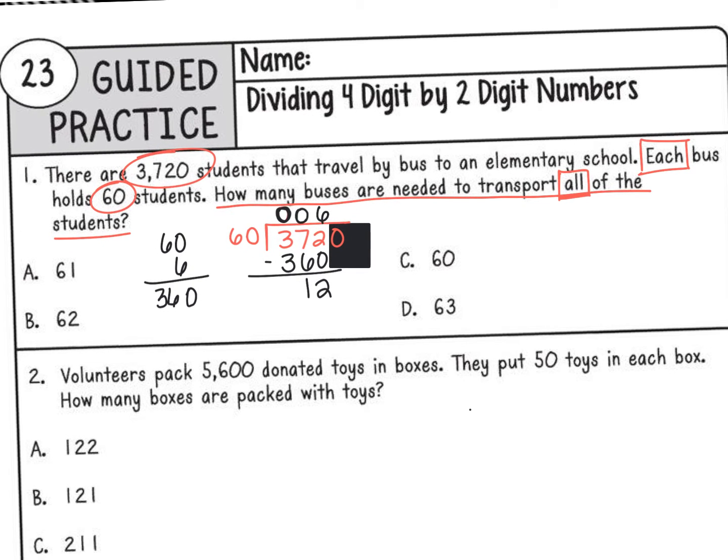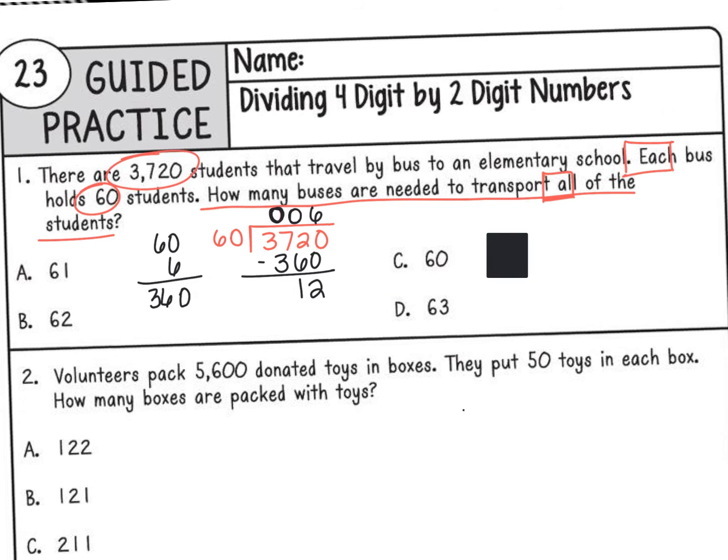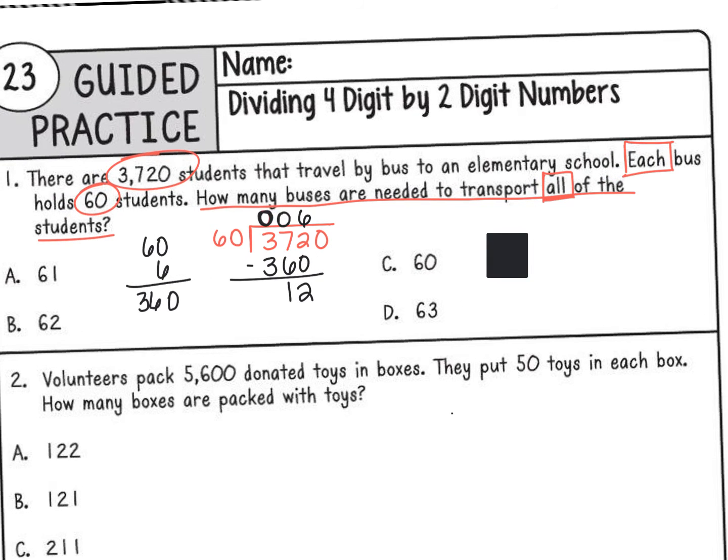Why can't I move that? Hang on. Oh, there we go. It's magic. Okay, there. I had to get rid of that square. I couldn't get it selected.